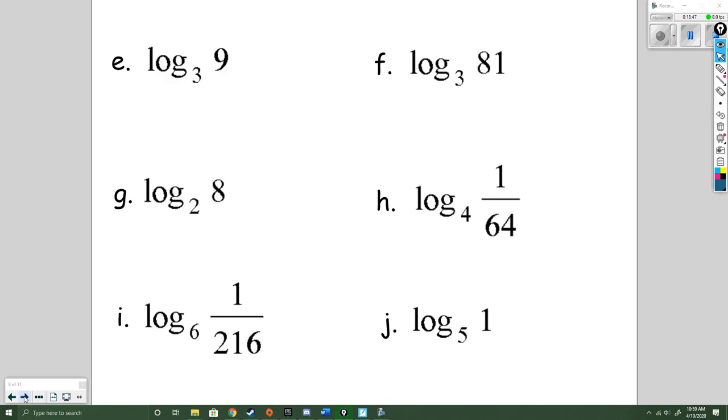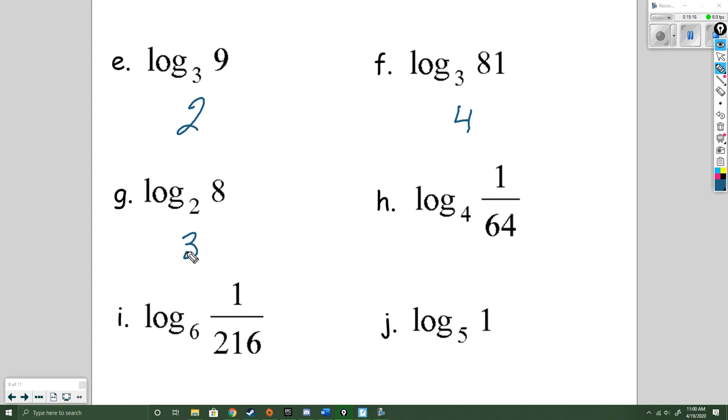All right, we've got a few more examples. So I'm just going to go through some of these really quickly, so hopefully we're getting the hang of this by now. All right, 3 to what power equals 9? That would be 2. 3 to what power equals 81? That would be 4. Okay, 2 to what power equals 8? That would be 3. And hopefully with enough repetition, we're seeing the connection between these numbers, between 3 and 81, 3 and 9, 2 and 8.